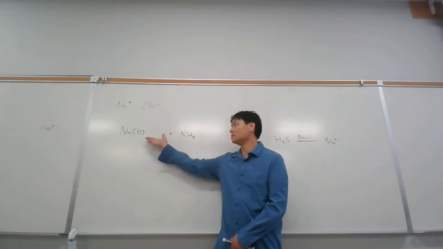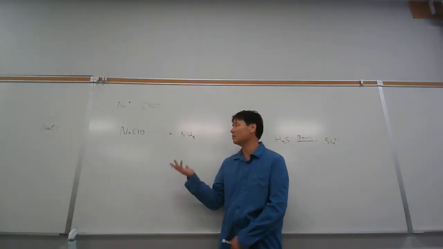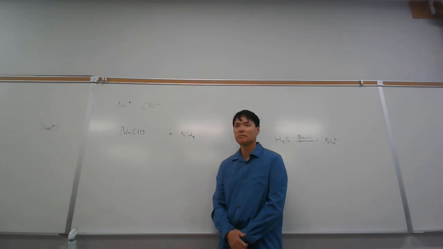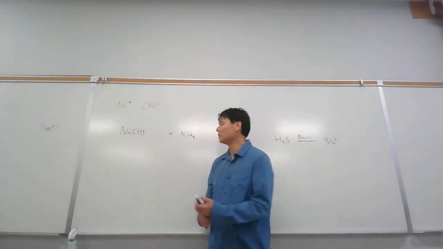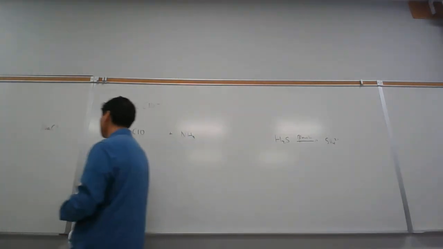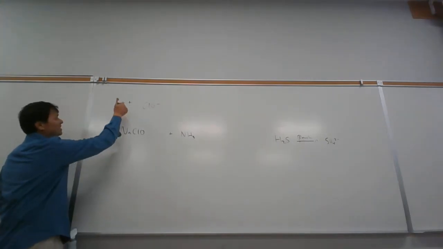Well, we know the composition of bleach: 1 sodium, 1 chlorine, 1 oxygen. Look at the oxidation states. So what are the oxidation states there? Sodium is easy, that's +1.